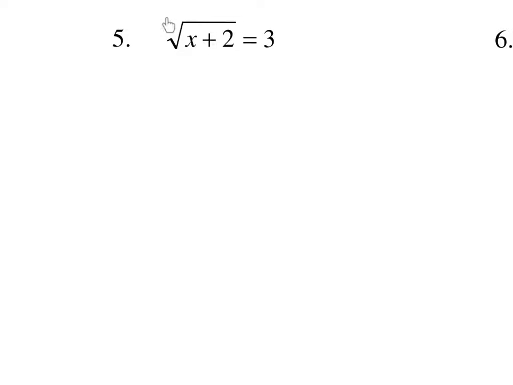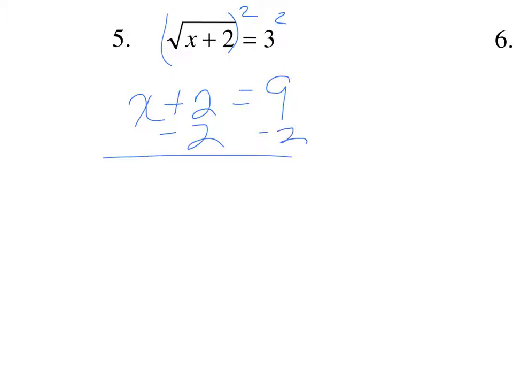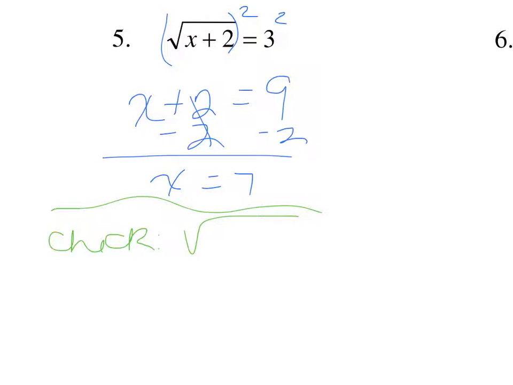In number 5, the radical is already isolated, so we can just go ahead and square both sides. So we're going to have x plus 2 equals 9. 3 squared is 9. We subtract 2 to isolate the x. We get x equals 7. And then we check. The square root of 7 plus 2 equals 3. 7 plus 2 is 9. The square root of 9 is 3. So this checks out.